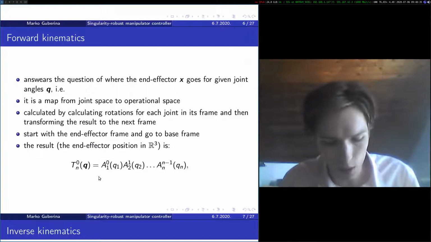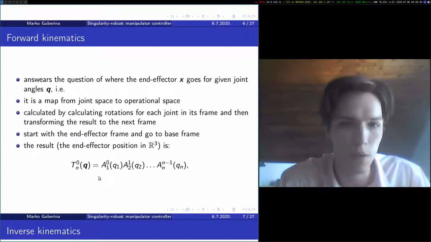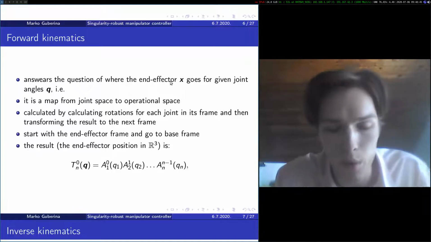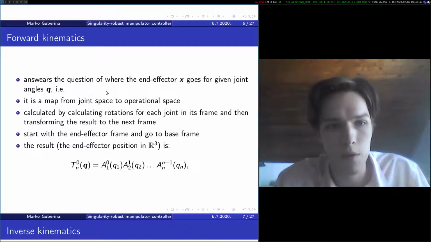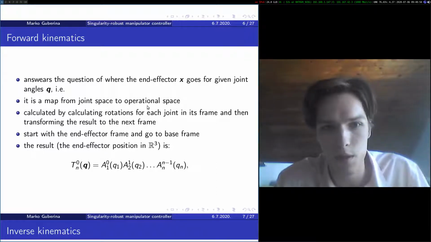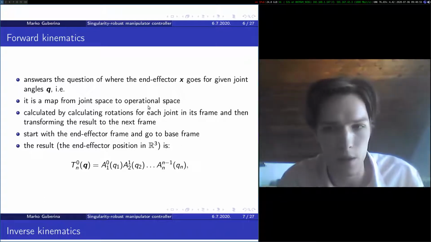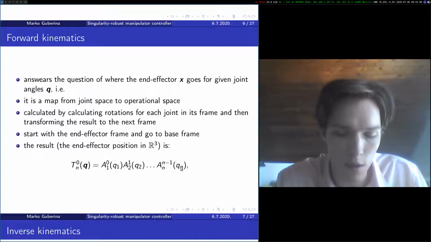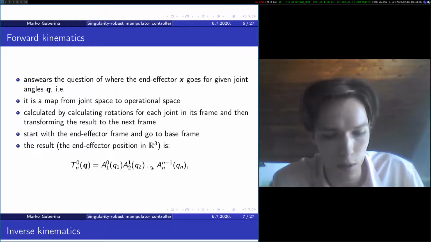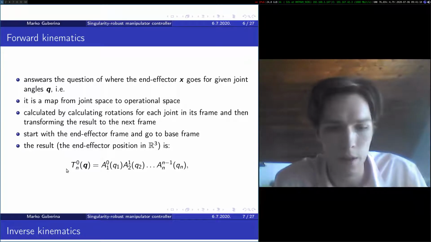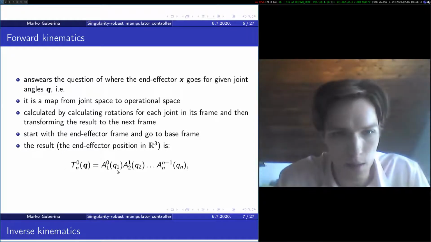Okay, now that we know what the robot is formally, we can answer the question of forward kinematics, which is where will the end effector go when we move joints by some angles. So it's a map from joint space to operational space. The operational space is the 3D natural space. Okay, so what we do is we calculate the rotation in the frame which is closest to the end effector. We then map that back to the previous joint, calculate again, and so on, and we get the position of the end effector in the base frame. And that's this expression here.